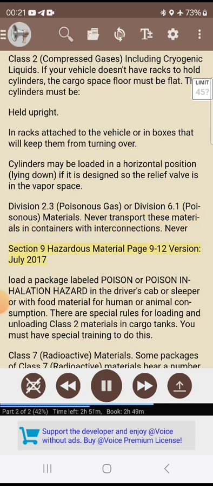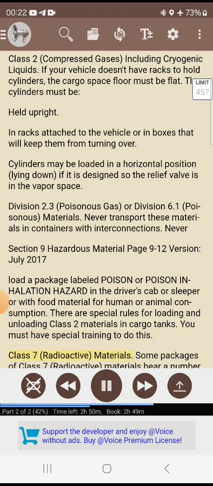Never. Section 9 Hazardous Material, page 9 to 12, version July 2017. Never load a package labeled poison or poison inhalation hazard in the driver's cab or sleeper or with food material for human or animal consumption. There are special rules for loading and unloading Class 2 materials in cargo tanks. You must have special training to do this.